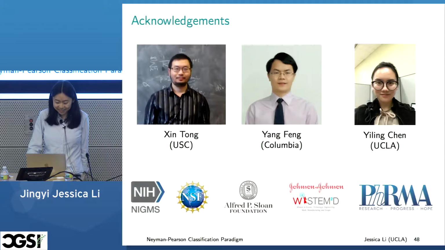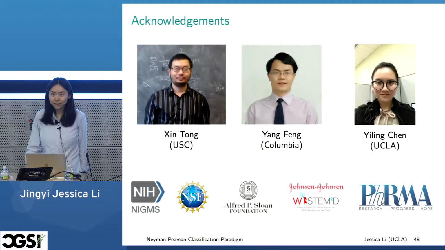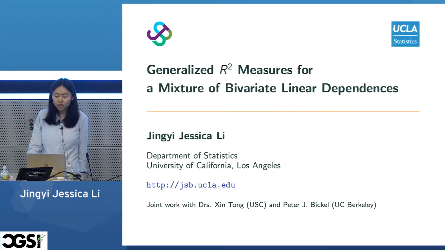And so for the remaining time, I'll just quickly go over the second part. But I think this part is actually a little bit easier to explain if I skip the technical details. So I call this the generalized R-square measure. And generalization means that it generalizes the Pearson R-square to capture not just a single linear relationship. So the goal is to capture a mixture of linear relationships.